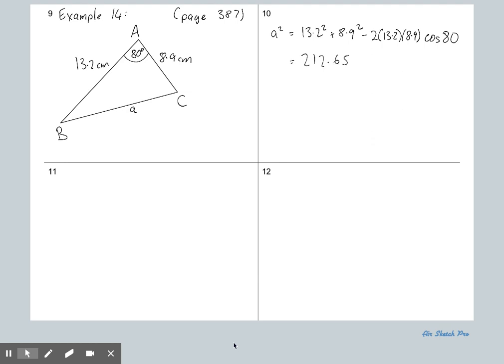I haven't done it to 3 significant figures yet. Remember, that is not the side length, that is the square of the side length. So I need to square root that in order to work out what that side length is. So I square root it on my calculator, and I get 14.6 to 3 significant figures. Looking at my triangle, does that kind of fit the picture?